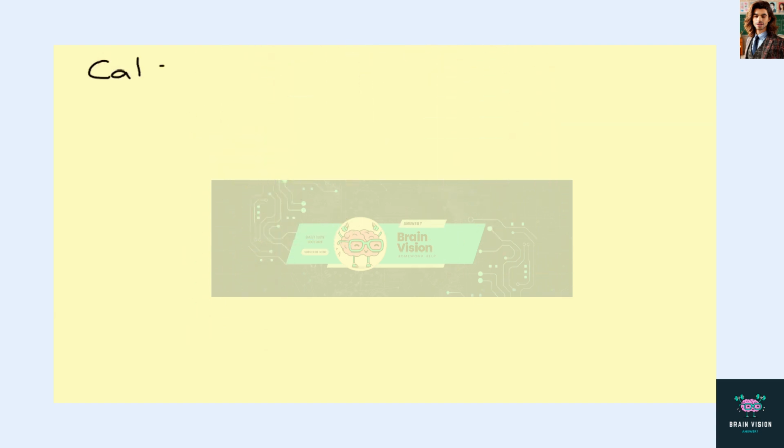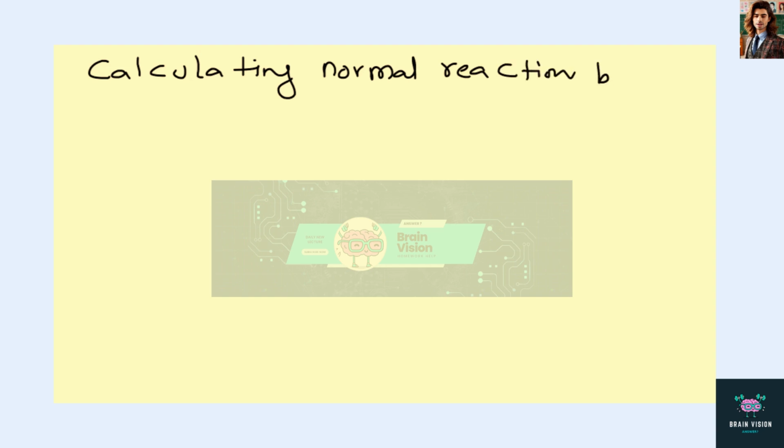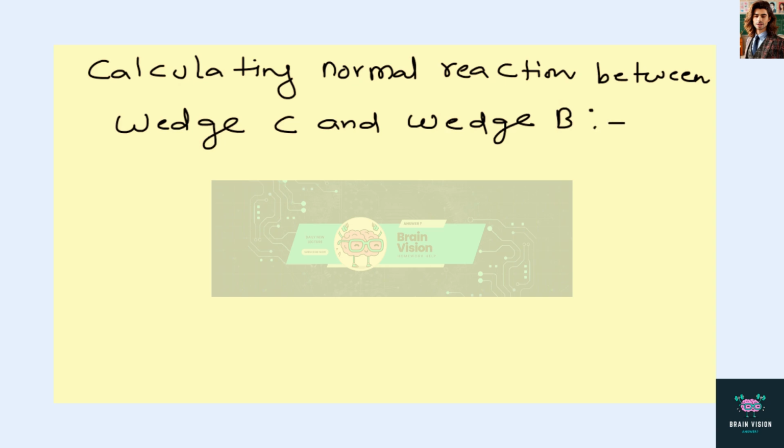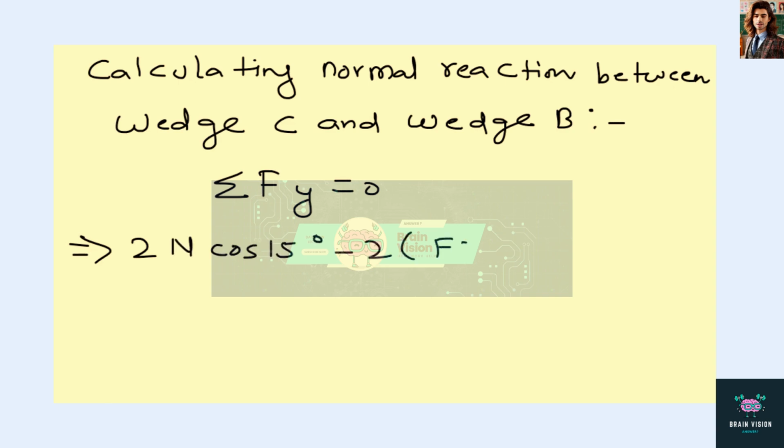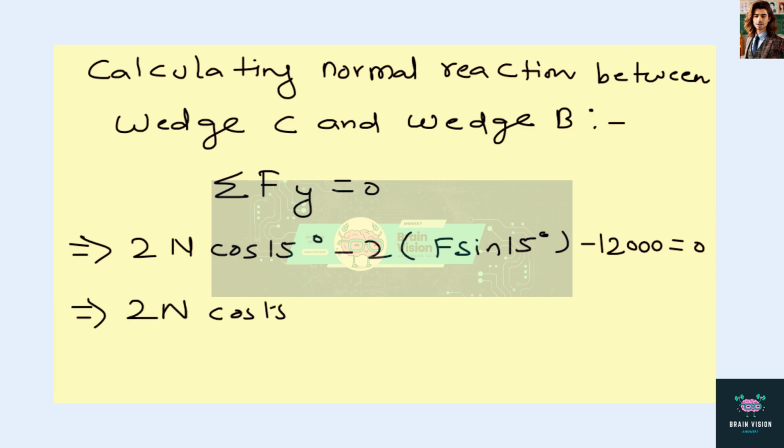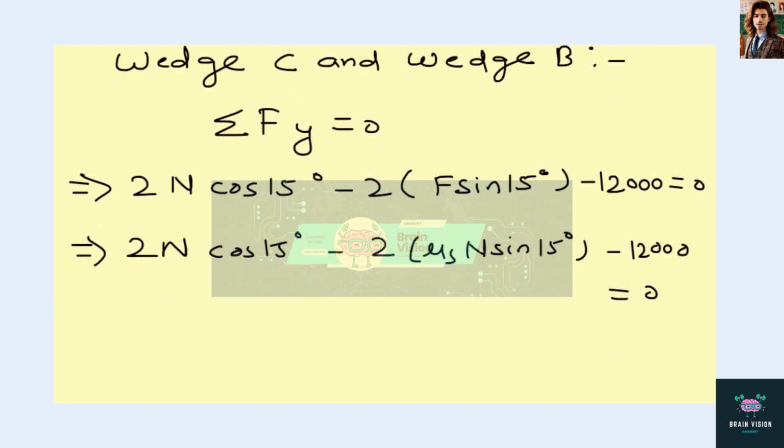Now going forward, calculating the normal reaction between wedge C and wedge B. So summation of Fy is equal to 0, or 2N cos 15 minus 2 under bracket F sin 15 minus 12,000 is equal to 0. So 2N cos 15 minus 2 into mu s N sin 15 degree minus 12,000 is equal to 0.